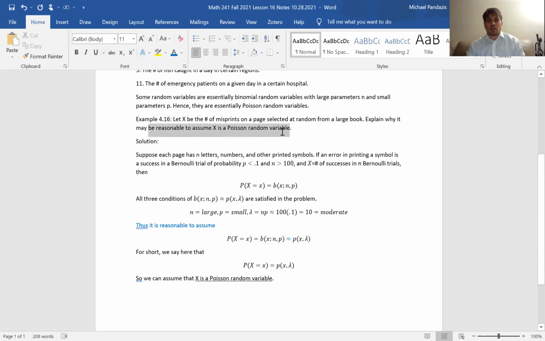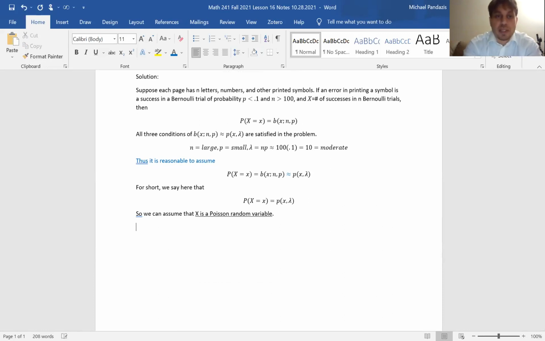Okay, so we want to show why it's reasonable to assume X is a Poisson random variable. That's because it can be approximated very well by a Poisson distribution function. Okay. So any questions about that? Okay. So the next thing is on Poisson processes.